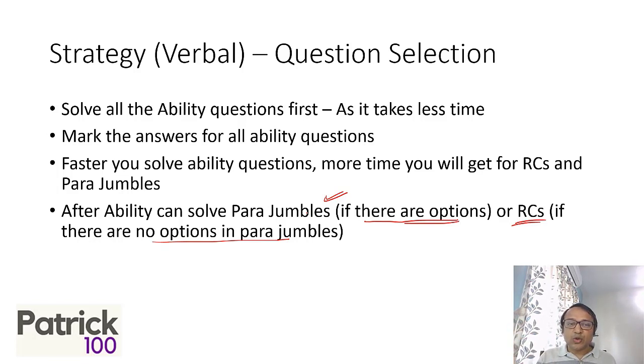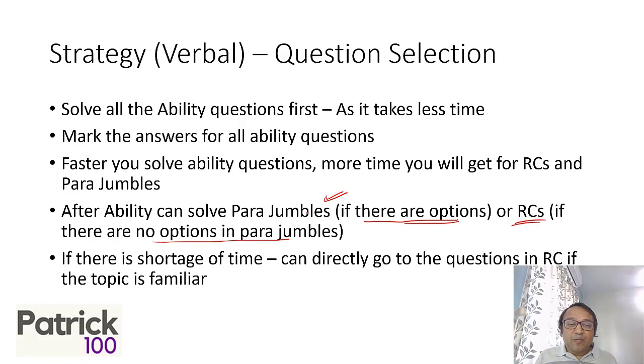In verbal, I'll try to solve all the ability questions first, as fast as possible, then go to para jumbles or RCs. If by chance in the end you find there's a shortage of time, then in the RC go directly to the questions instead of reading the passage, depending on the time available. If the topic feels familiar, go to the questions and directly mark the answers if there is a shortage of time.